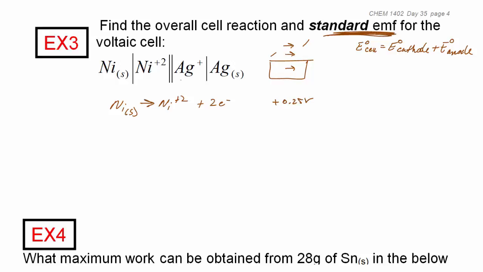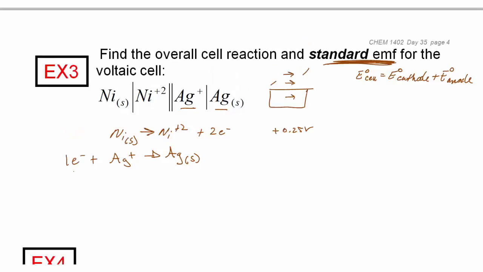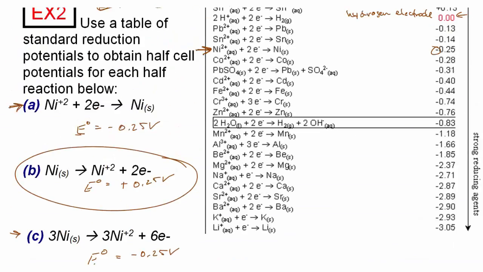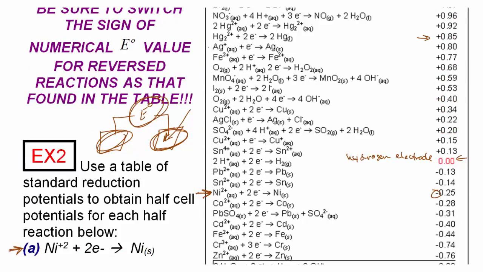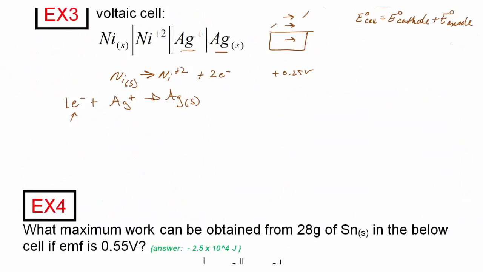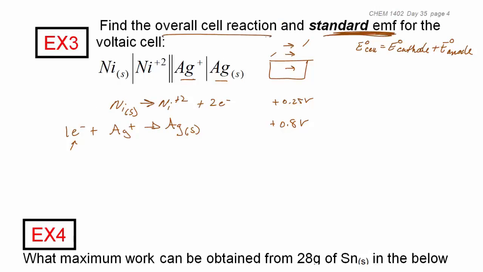The other half reaction is silver ion going to silver solid. We need to balance it. One electron, right? Silver ion going to silver solid. The electron is on the reactant side, so we should find it just as it's written. Here it is. Silver ion going to silver solid, positive 0.8 volts. They wanted to know the overall cell reaction.